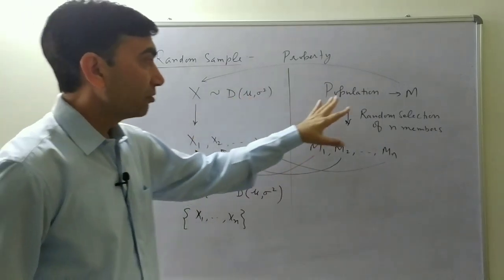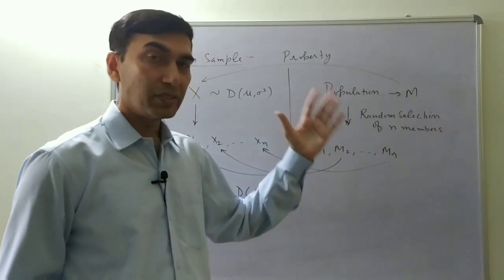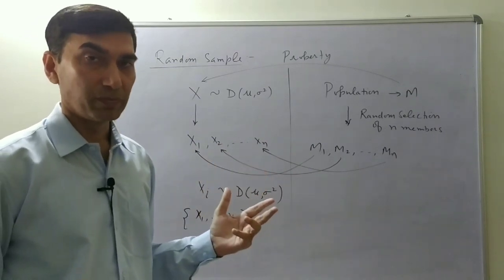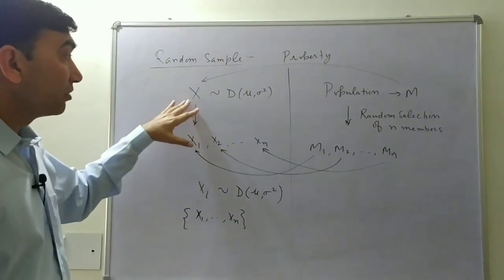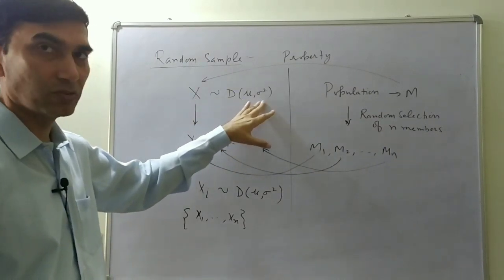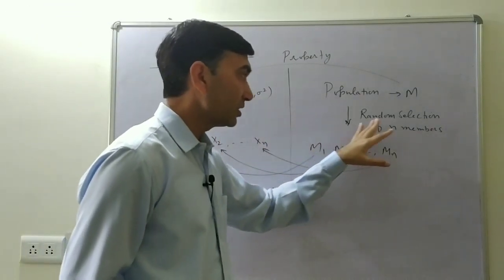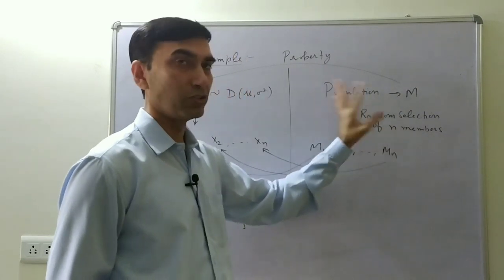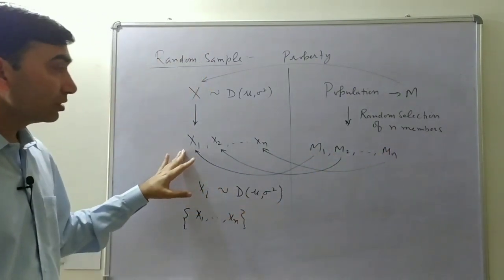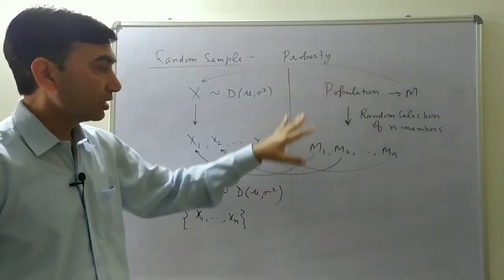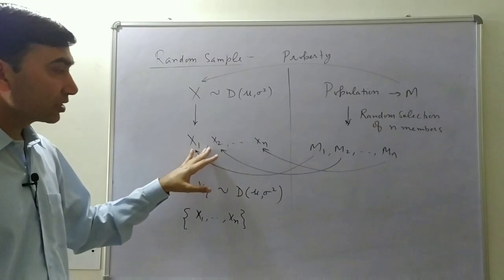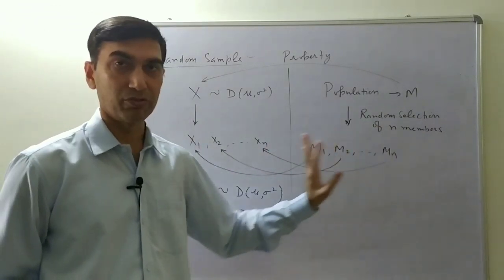I repeat again, we have a population, and we are interested in some particular property of the population, which is possessed by each member of the population. Now suppose that property is defined by the random variable X, and X follows some distribution with mean mu and variance sigma square. After that, we make a random selection of n members from the population. Say the members are M1, M2, and so on, Mn. Suppose X1 defines the same property for M1 as it is defined by X for M. Likewise, X2 defines that property for M2, Xn defines that property for Mn.